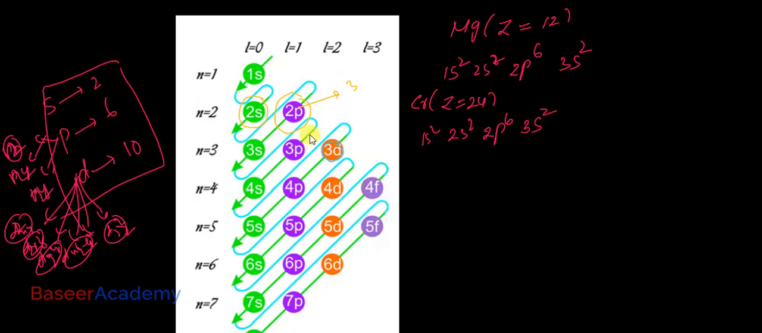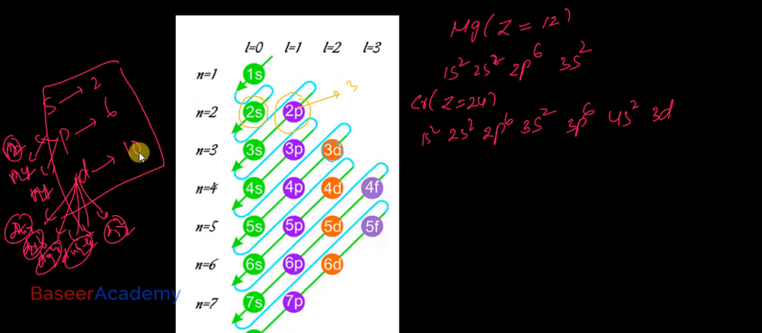After 3s, you have 3p. P again can have a maximum of 6 electrons. So 3p will have 6 electrons. After 3p, you have 4s. s can have a maximum of 2 electrons. So 4s will have 2 electrons. After 4s, electrons go into 3d orbital.